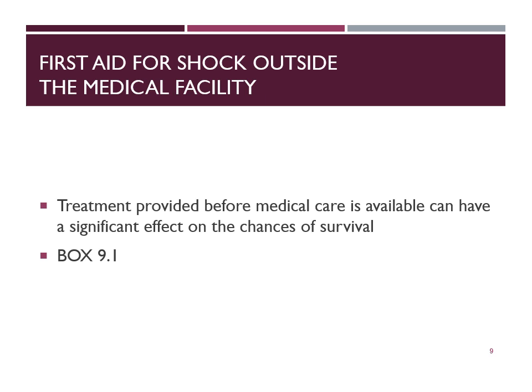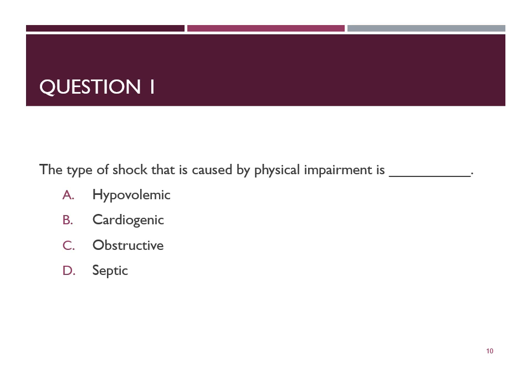Next is, let's try a question. So the type of shock that is caused by physical impairment is, I'll give you a second, see what you think. Hypovolemic, cardiogenic, obstructive, septic. Now think that through. It's really important in this chapter to think through each question. Physical impairment. So the answer here is C, obstructive, because something is obstructing. Some sort of impairment is happening.